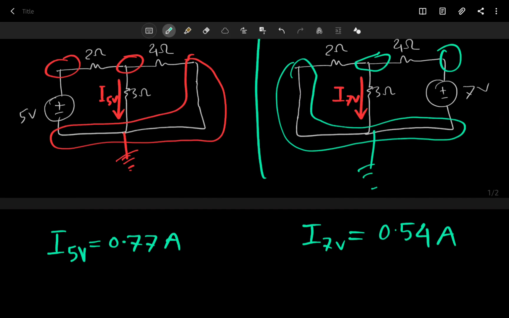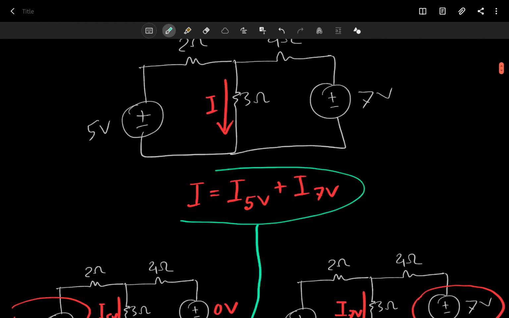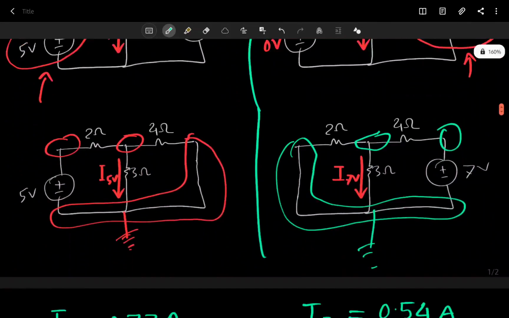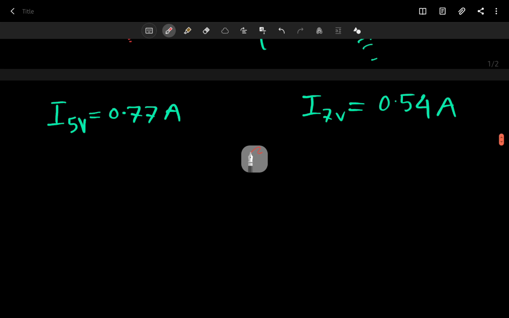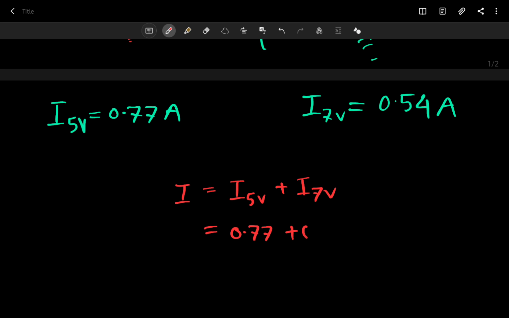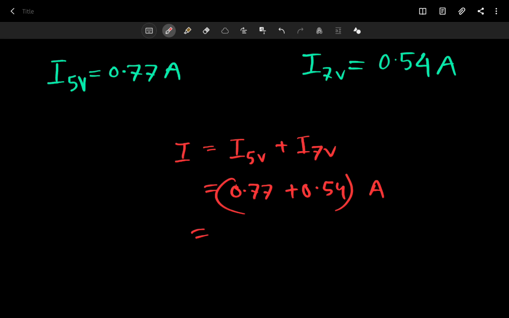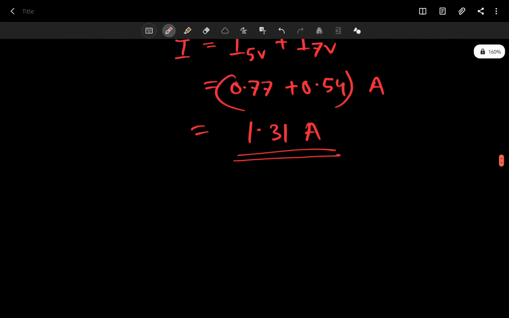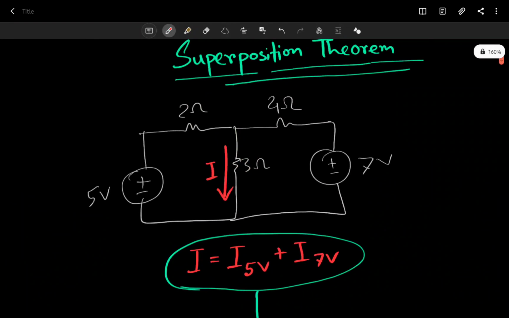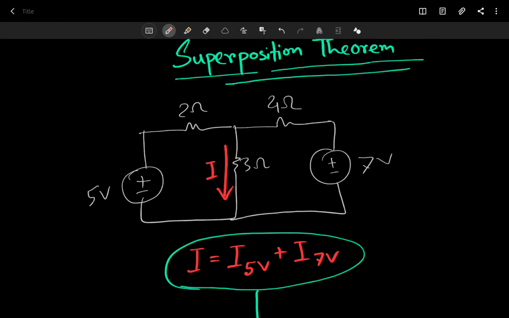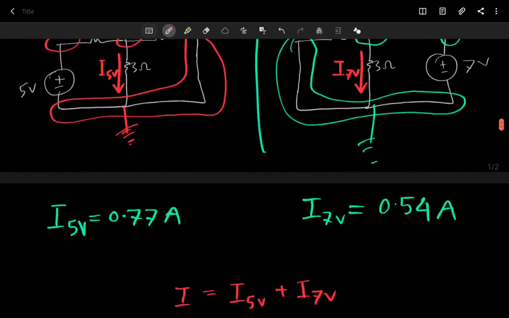But remember, we are here to find the total current I. So the actual current I will be I 5 volt plus I 7 volt. So you add them up, 0.77 plus 0.54 ampere, and you will get 1.31 amperes. Okay, so that's our answer. Now you can do the same thing with just one circuit, solving this whole circuit with nodal analysis or something else, and you'll find the same exact current.